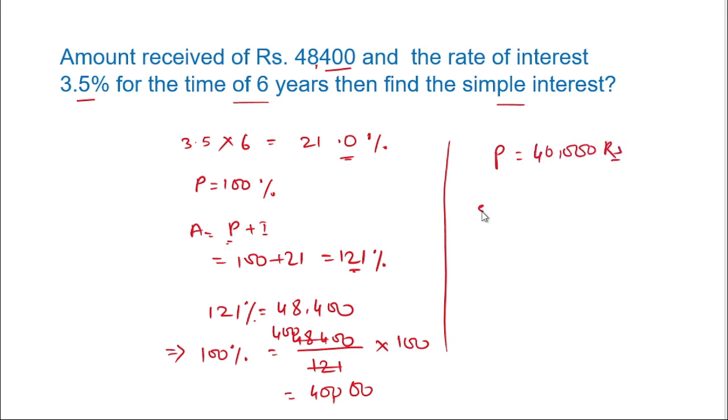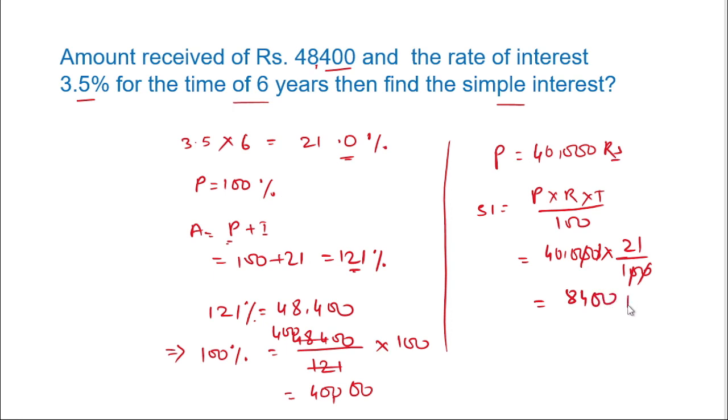Now we'll take out the value of simple interest, that is principal multiplied by rate of interest and time divided by 100. Here principal is 40,000, and rate of interest and time we have calculated here as 21%, 21 divided by 100. If we simplify, 0 and 0 cancel. 21 fours are 84, 20 in rupees. This is simple interest.